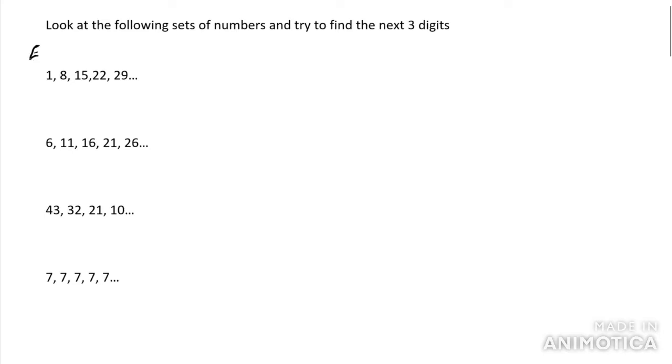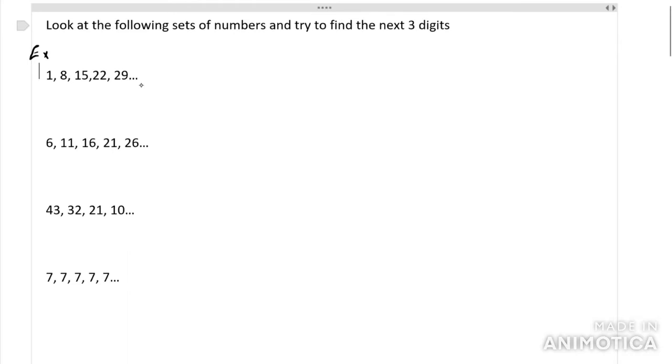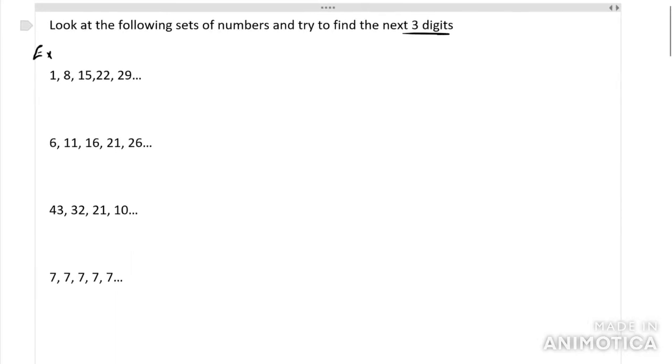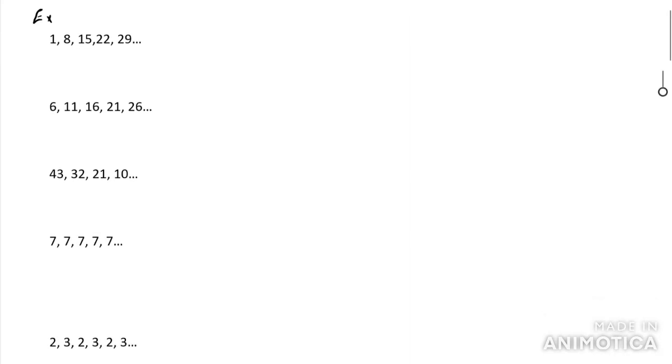So I have a set of numbers here, and it starts with 1, 8, 15, 22, 29, and then the dots mean that it keeps going. So the purpose of this is that we want to find the next 3 digits in this. Now this one's probably not too hard to see, but how I go about solving this is I want to think about how much it changes in this first jump. So I notice 1 and 8. To go from 1 to 8, I have to add 7.